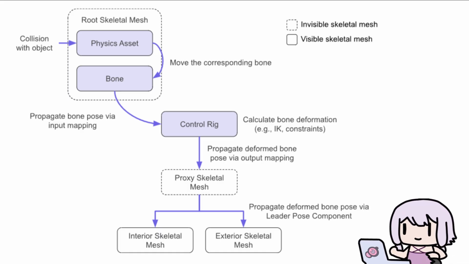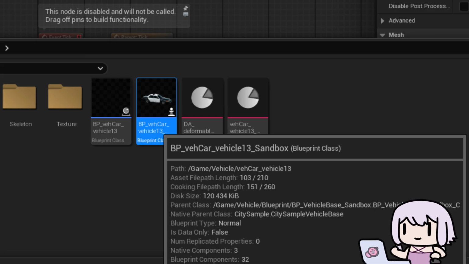The control rig takes the moved input bones and calculates the deformed poses of the various bones distributed throughout the vehicle body, using techniques like IK. Once the deformation process is complete, the final poses of the deformed vehicle bones are output to the proxy skeletal mesh. The proxy skeletal mesh then applies these deformed bone poses to both the interior skeletal mesh and the exterior skeletal mesh. At this point, you're probably not sure what all of this means. Let's go through each step one by one.